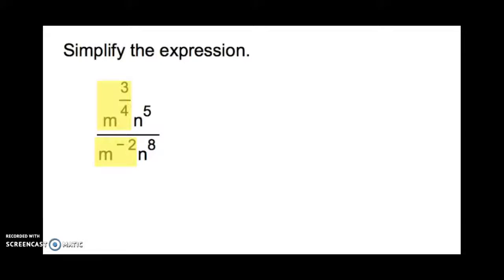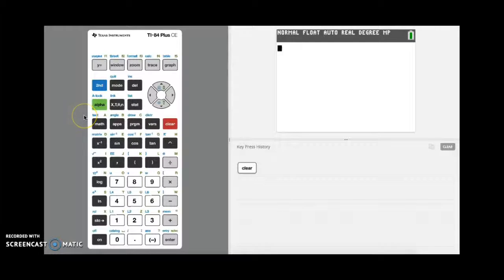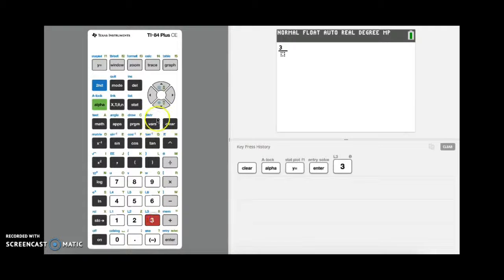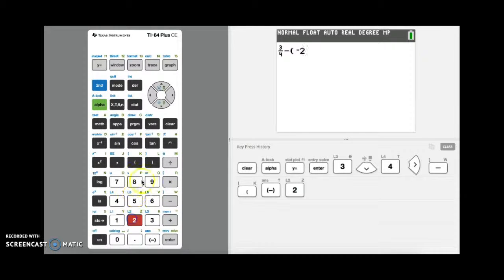So let's do that on the calculator. So I have 3/4. So let's put in 3/4 minusing a -2. I'm minusing a -2 because the rule says we subtract the exponents and the exponent's negative, so we have to minus the negative. So that gives me 11/4.